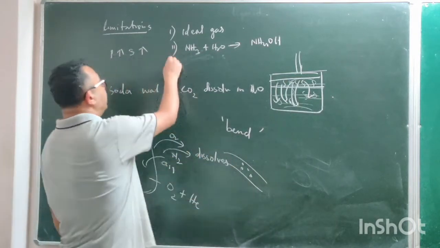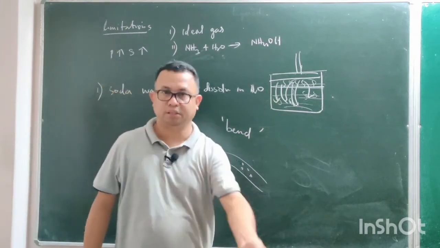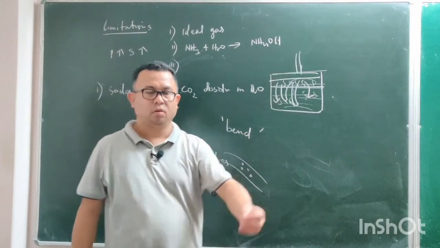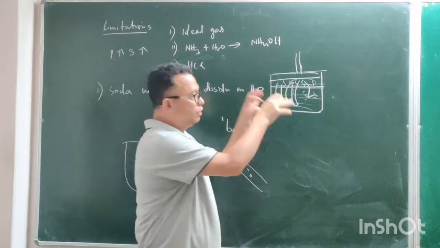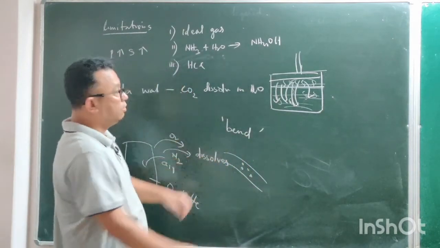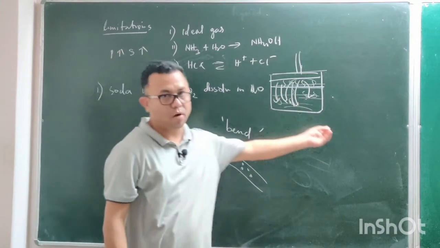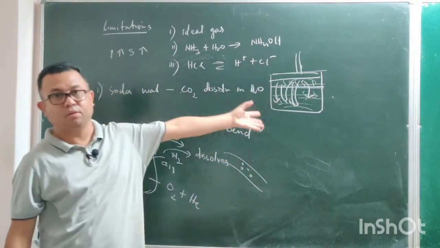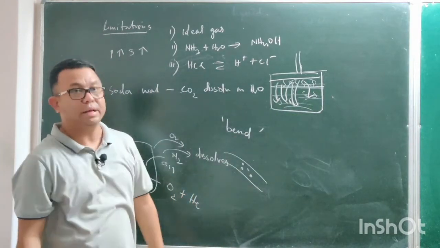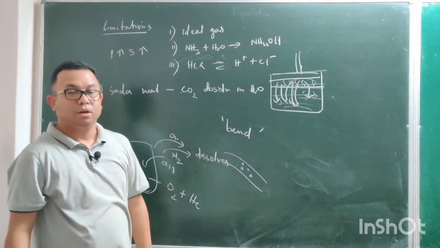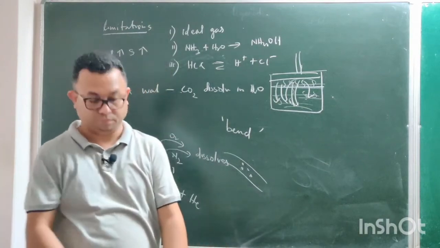Third, Henry's law is not applicable for those gases which undergo dissociation or ionization. An example is HCl when dissolved in water. If it simply dissolves, then it was fine. But HCl in water undergoes chemical dissociation, ionization. Ions are formed, and when a gas undergoes such dissociation or ionization on being put into a liquid, Henry's law is not applicable. So these are the things related to Henry's law.